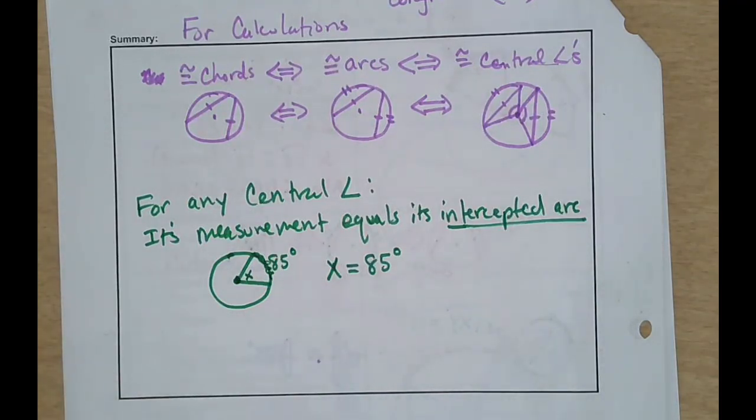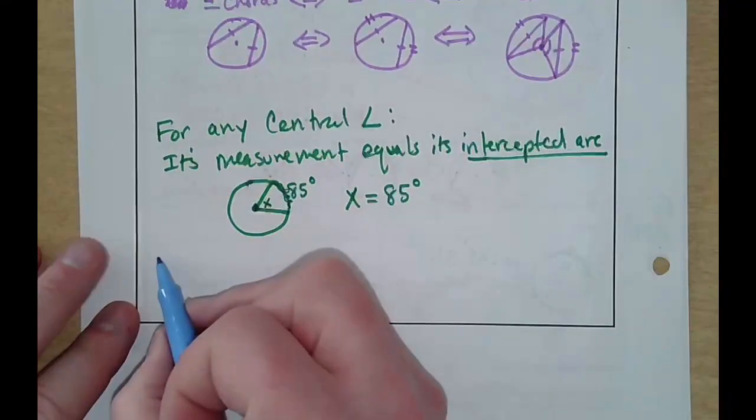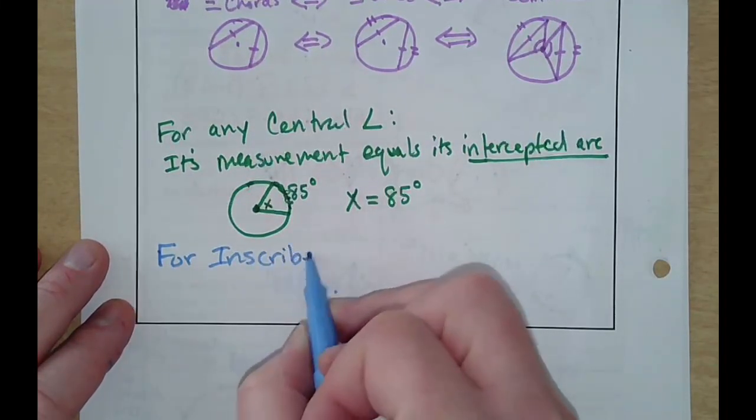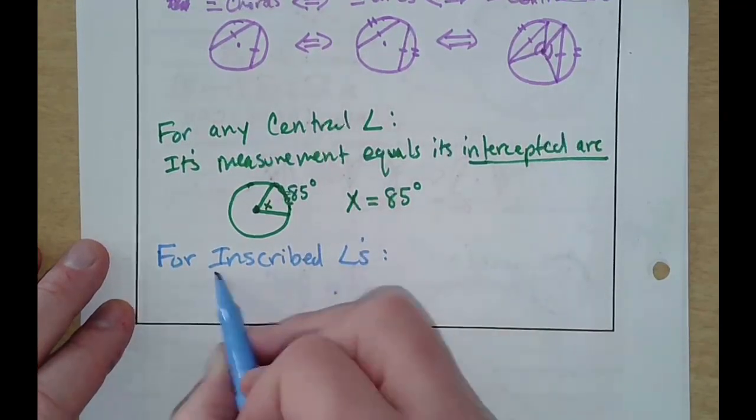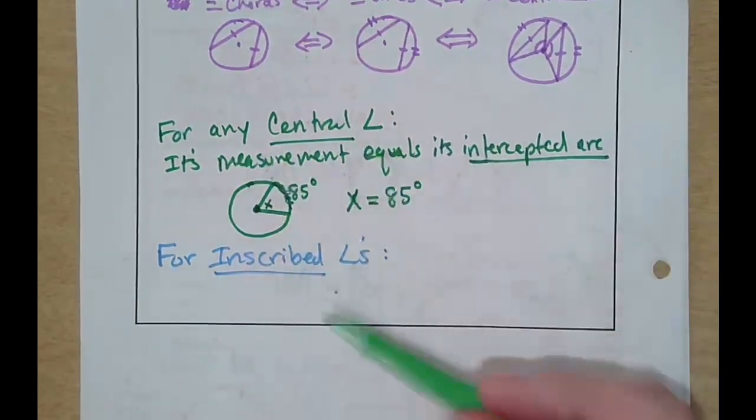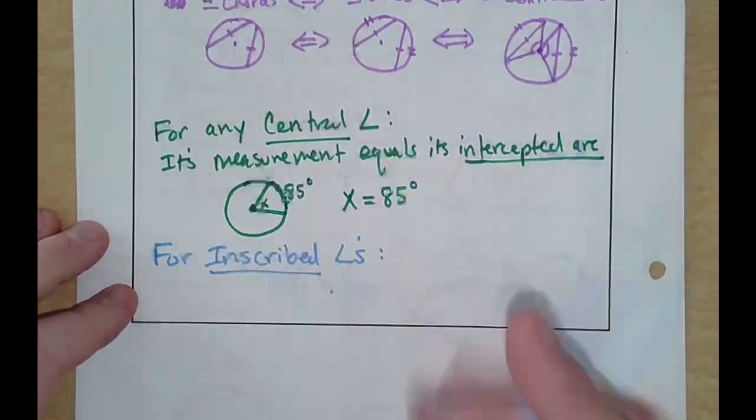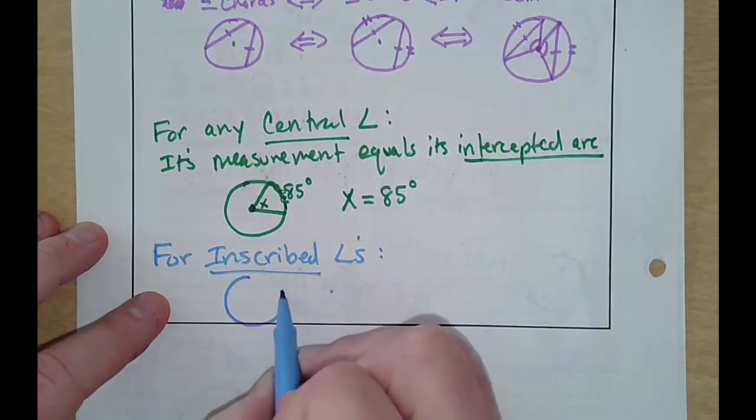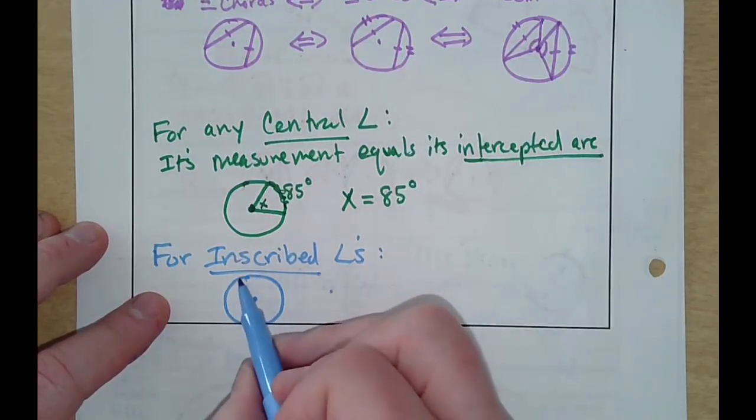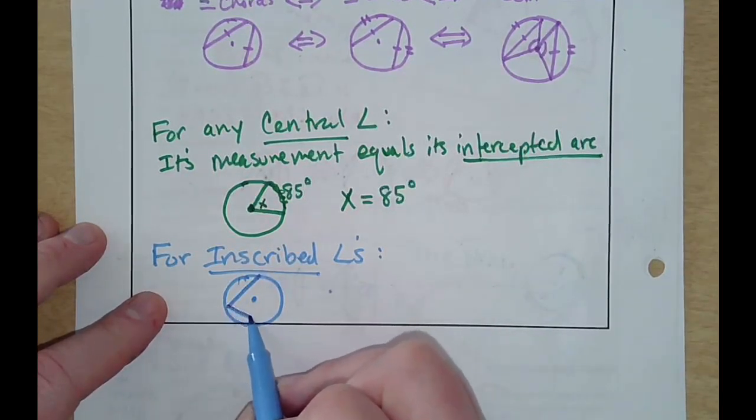Now inscribed angles are the next step up in difficulty. Not difficult, but the next step up. For inscribed angles, they're no longer drawing the vertex to the center. Central has a vertex at the center. Inscribed has a vertex anywhere on the circle. So what do I mean by that? Draw this. You can have a skinny inscribed angle. You can have a really wide inscribed angle. Let me make this one wide, like this.